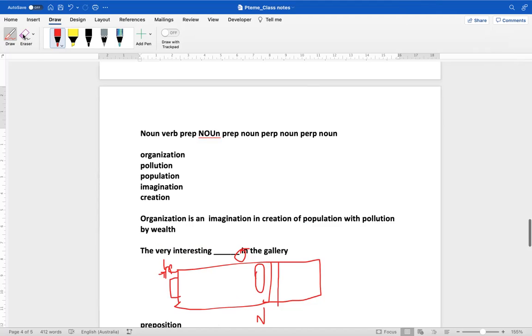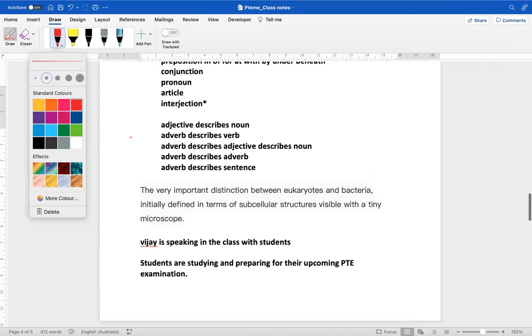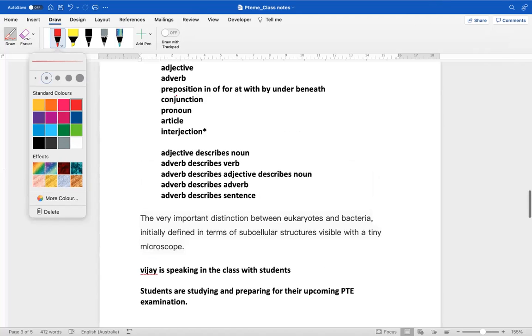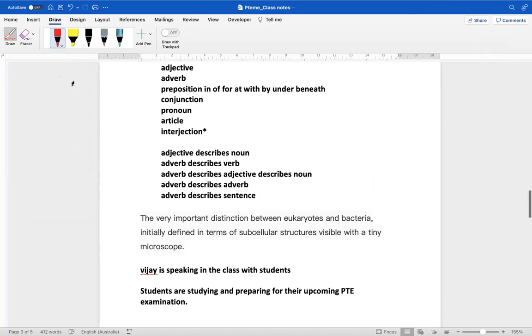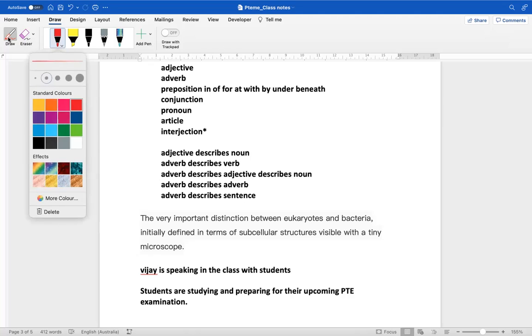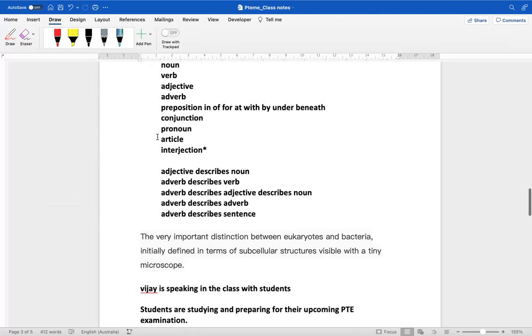Okay, let's get back to business. We're done with preposition. So what is next? Conjunction. Conjunction is also very important in your FIBs. So what is conjunction? The name itself says conjunction. It is nothing but connecting junctions.